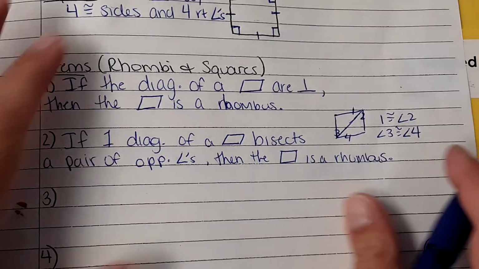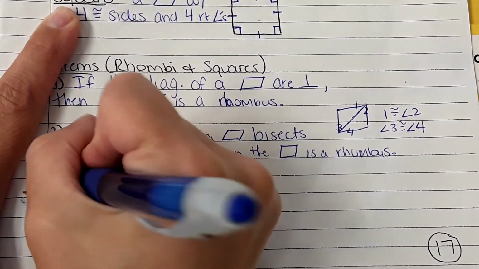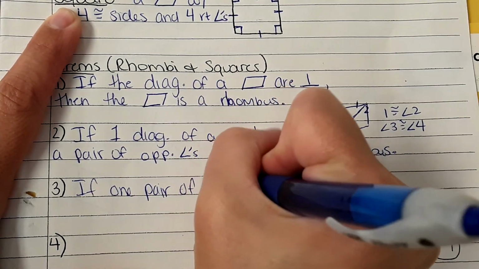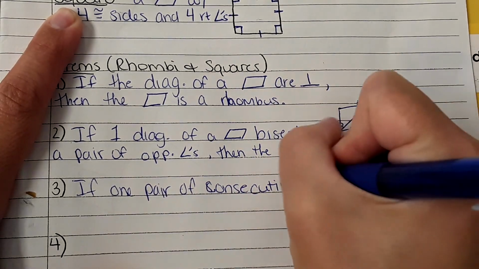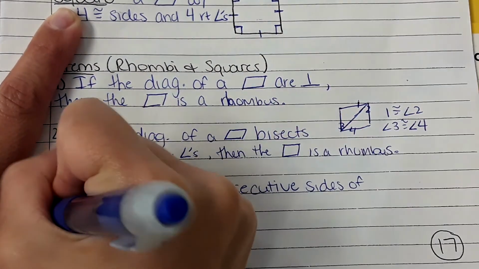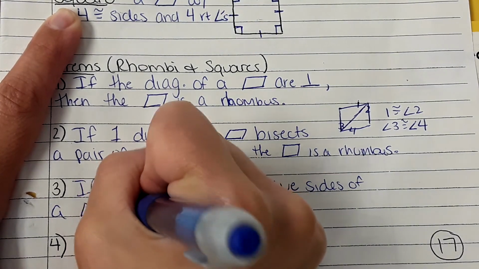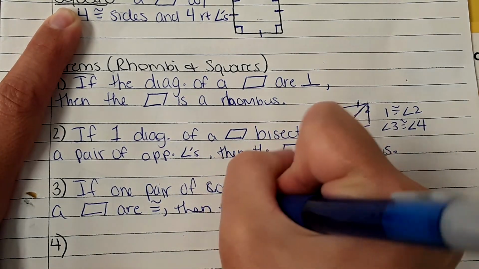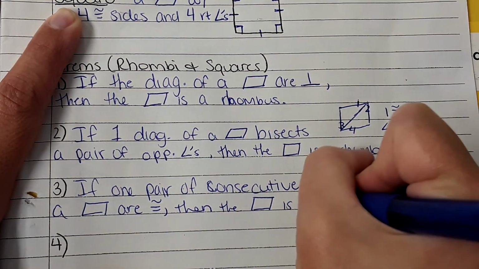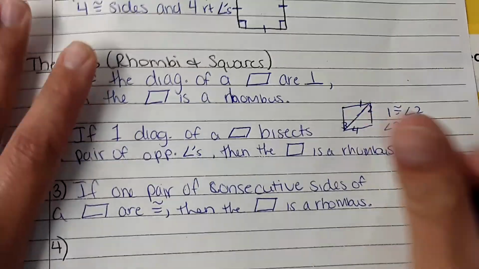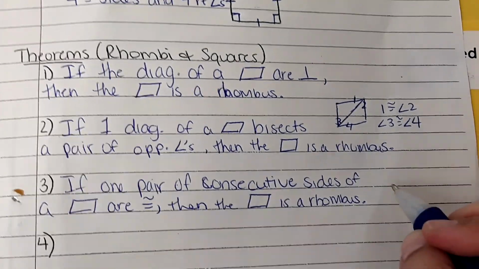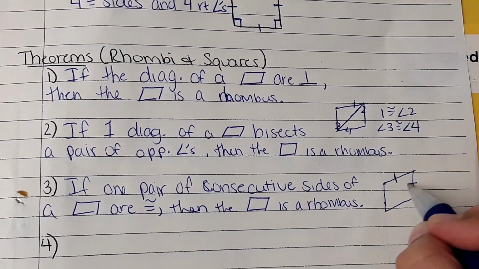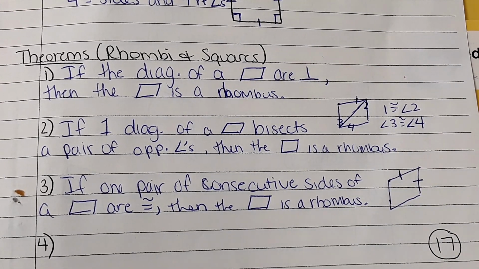Number 3, if one pair of consecutive sides of a parallelogram are congruent, then the parallelogram is a rhombus. So if you have a parallelogram and you're told that one pair of consecutive sides are the same measure, then they're all the same measure.